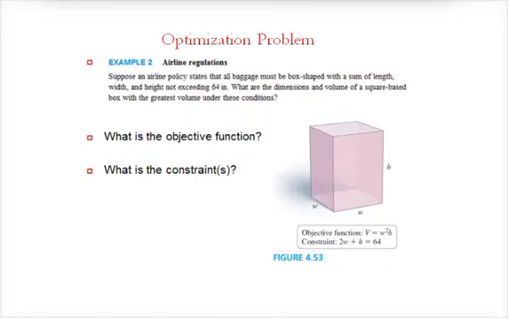So the problem that we were working on, we're going to go through it step by step in line with the guideline. So the given information here that we went through was that the baggage is box-shaped with the sum of the length, width, and height not exceeding 64 inches. And the dimensions and the volume of a square-based box is what we're after for maximizing. So we had to identify the constraint function and the objective function. So let's go about walking through this step by step.